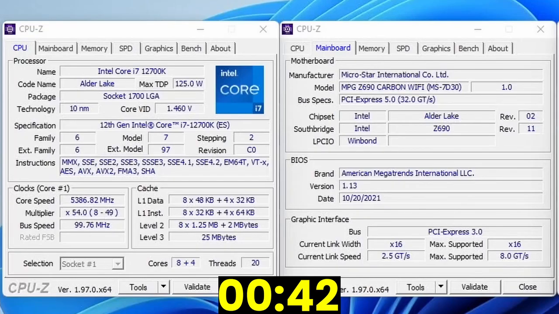The highest core clock reported in the operating system is 5400 MHz. And that's it!